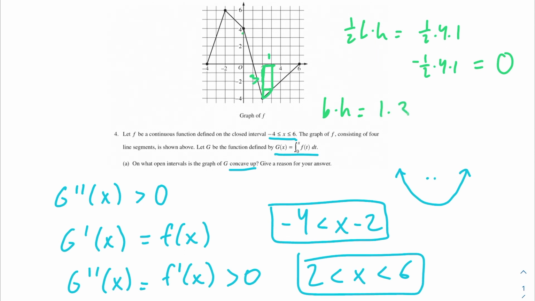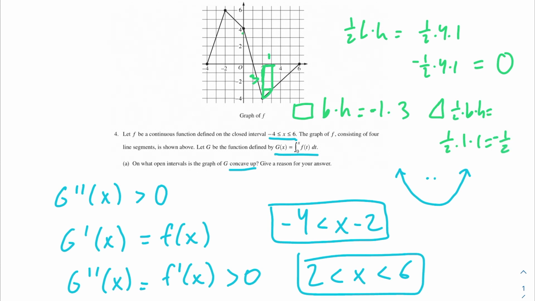1 times 3, and then since it's under the curve, it's going to be negative. And then we also want to add, this is a rectangle, and then the area of the triangle is going to be 1/2 base times height, which is 1/2 times, it's just 1 by 1, so 1/2, and also going to be negative because it's under the curve.